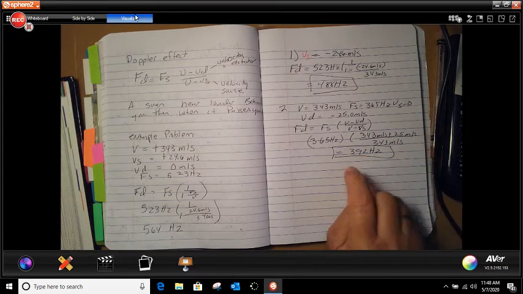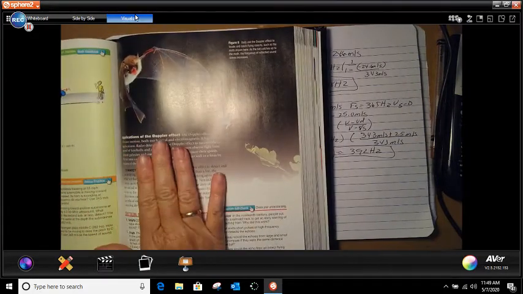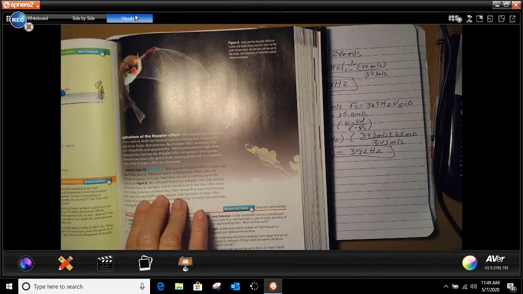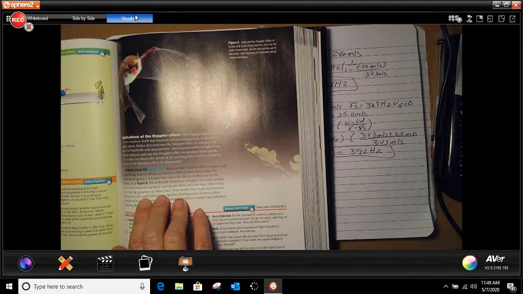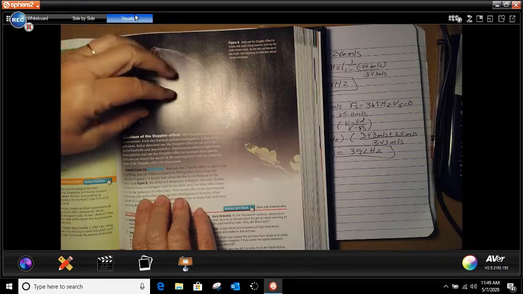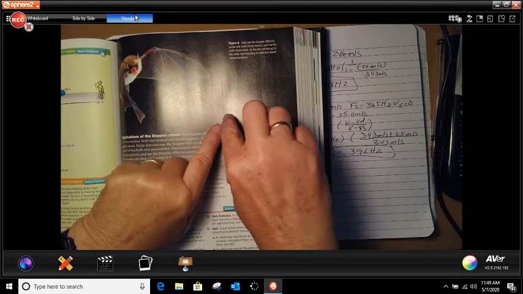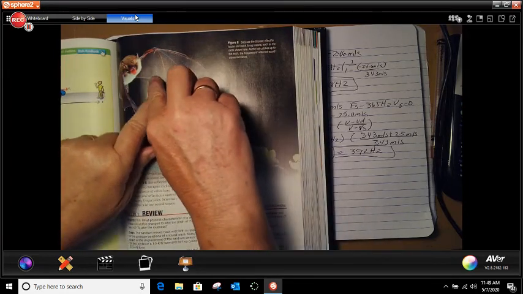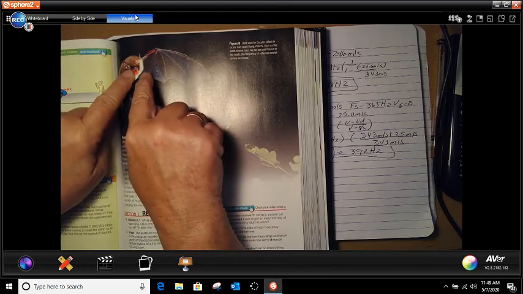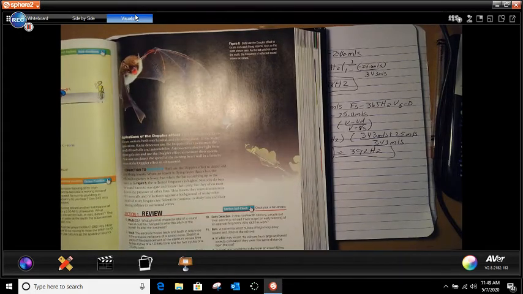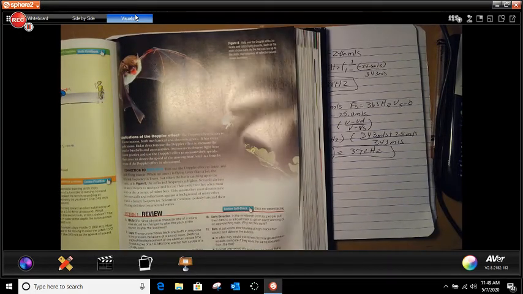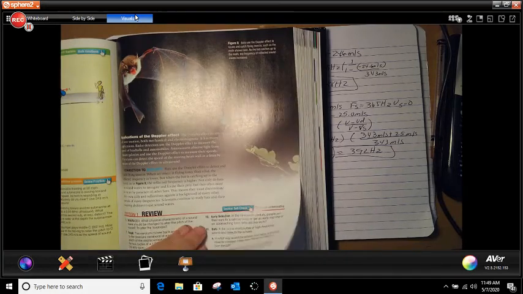And then the last part with the application is going to talk about a bat and how a bat uses sonar. So what it does is a bat produces a loud noise, and that noise travels to where the bug is, and then when it hits the bug, it travels waves back to the bat where the bat can figure out exactly where it is. So that's, I think, super awesome.